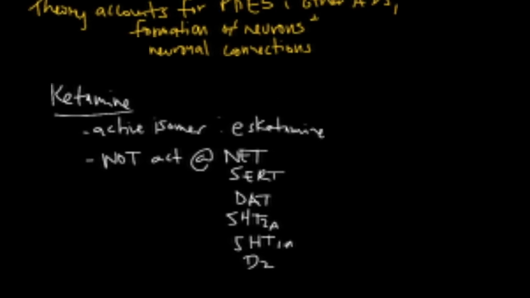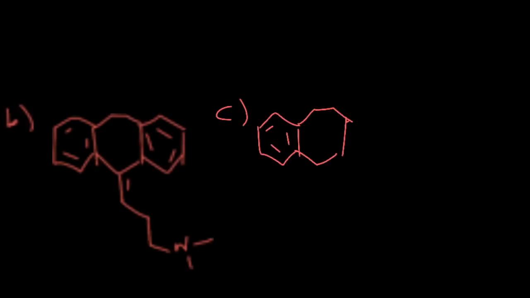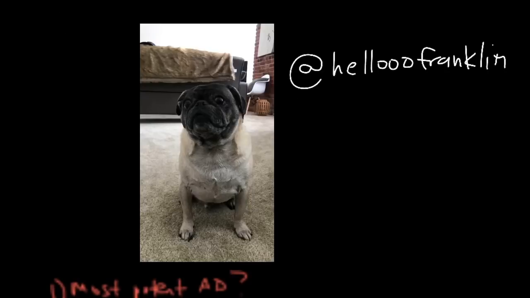Ketamine's mechanism of action is not understood, but it doesn't act on your traditional SERT, NET, or DAT transporters, and it has active isomers. So before I start the review part, say hi to Two's dog, Franklin.